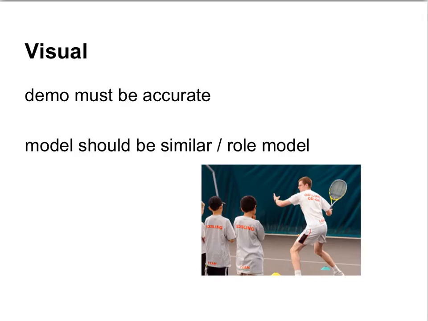So visual guidance first. Clearly the demonstration has to be accurate. That's one of the key points. So it needs to be correct in terms of what we're doing, and then the model is also important. So again, if we link that into our social learning theory, our observational learning theory, then if we can get a model who is similar to the participants or a good role model who is respected, then that's going to be a better demonstration, and the participants are more likely to think that they are able to actually copy.